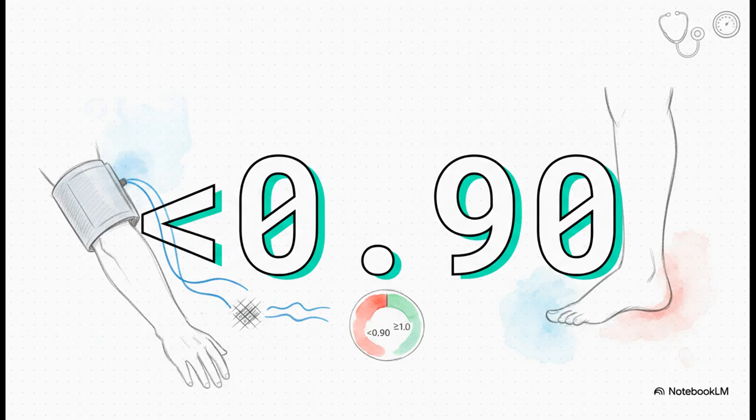The ankle brachial index, or ABI, is a really simple, non-invasive test. We just compare the blood pressure in the ankle to the pressure in the arm. See, in a healthy person, they should be about the same, giving you a ratio of 1.0 or a little more. But a ratio of less than 0.90 confirms that there's a blockage somewhere in the leg, and that confirms the diagnosis of PAD.